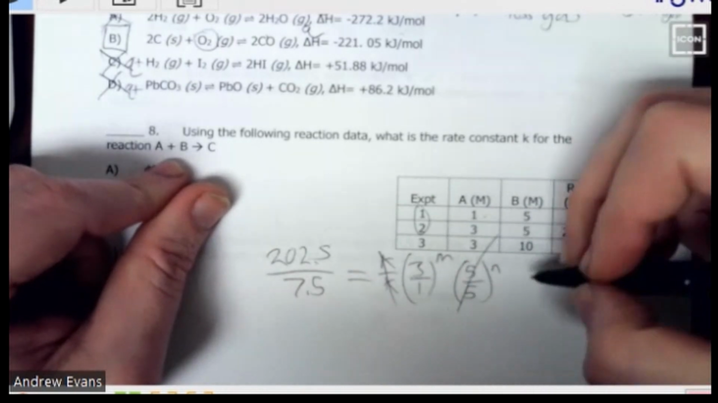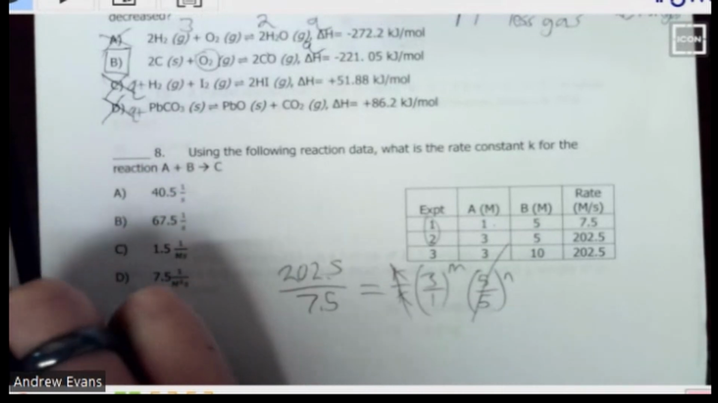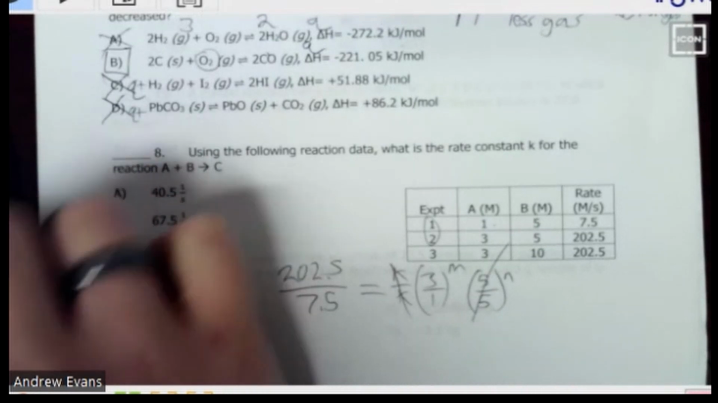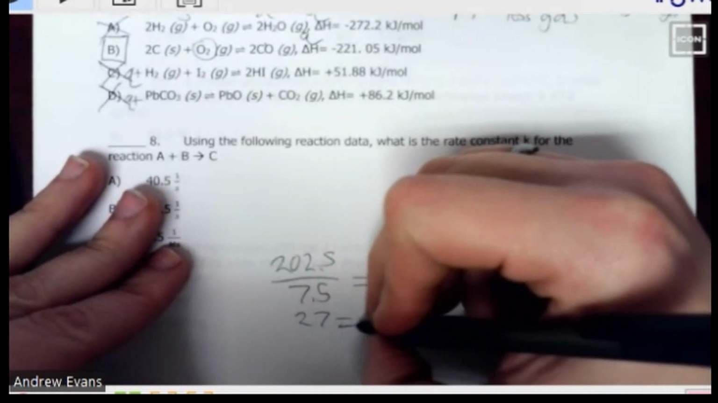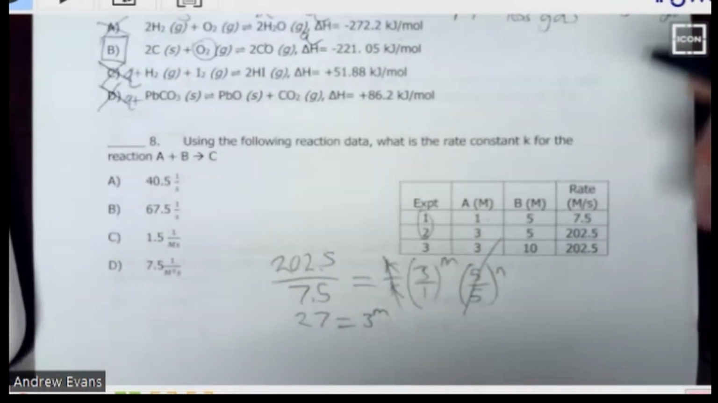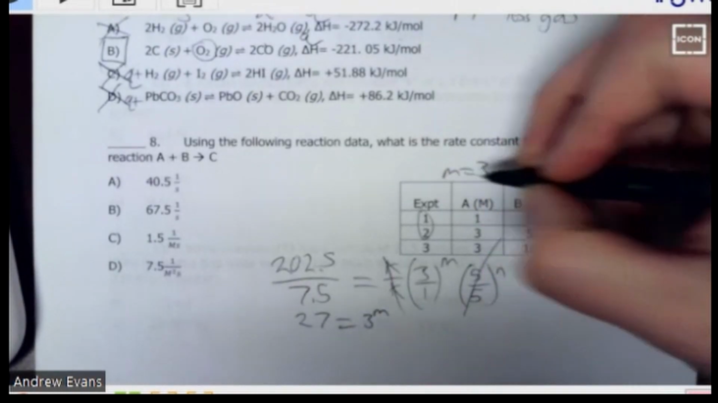Those cancel out. What happens when 202.5 divided by 7.5 is 27. So 27 equals 3 to the M. The only way that works is if M equals 3.